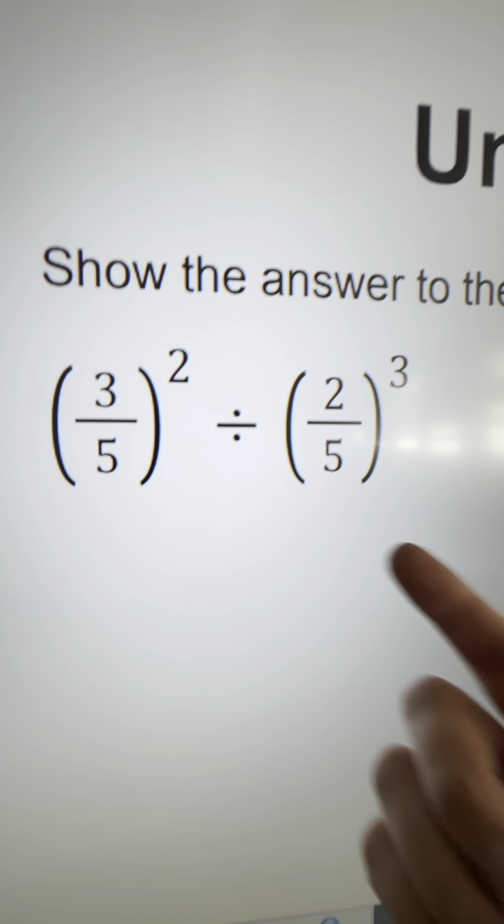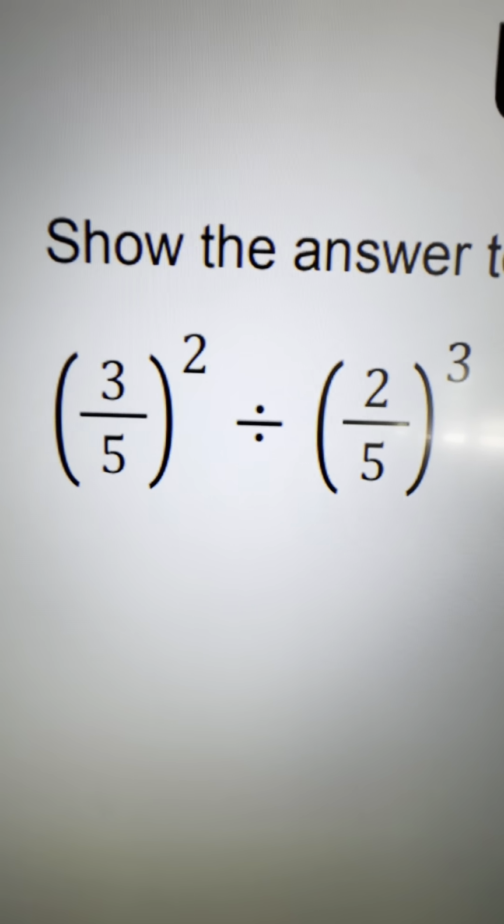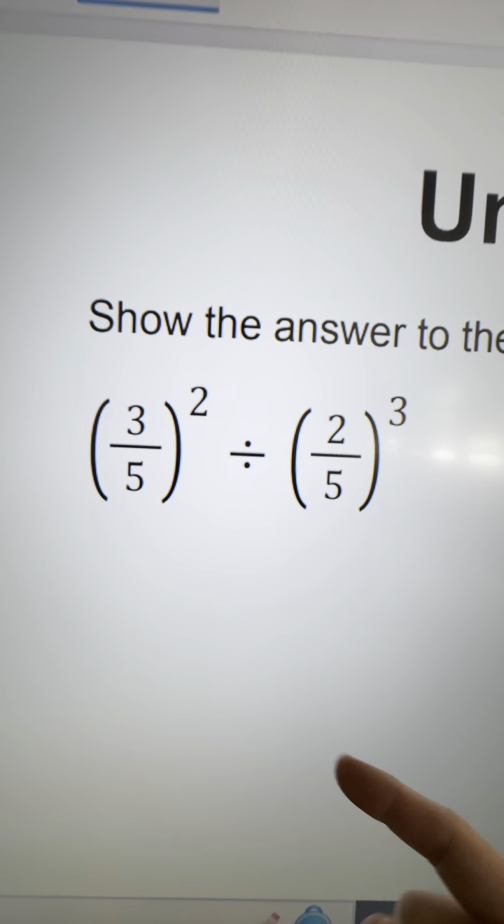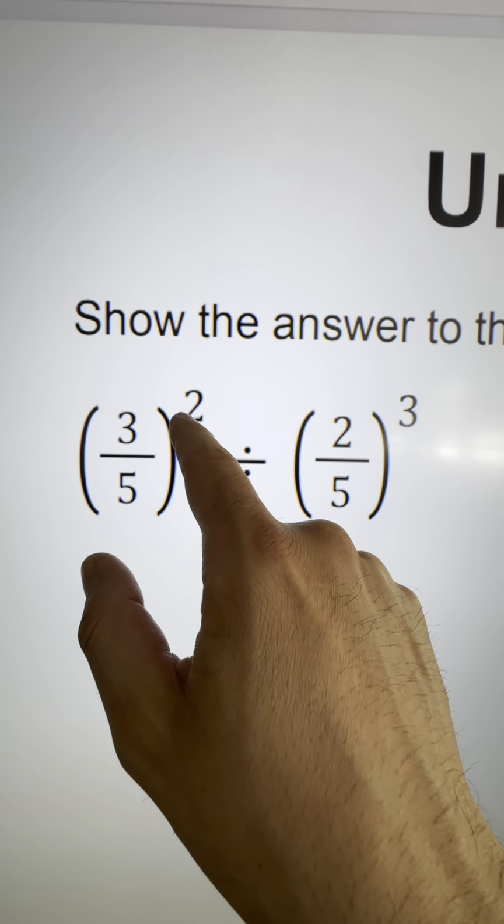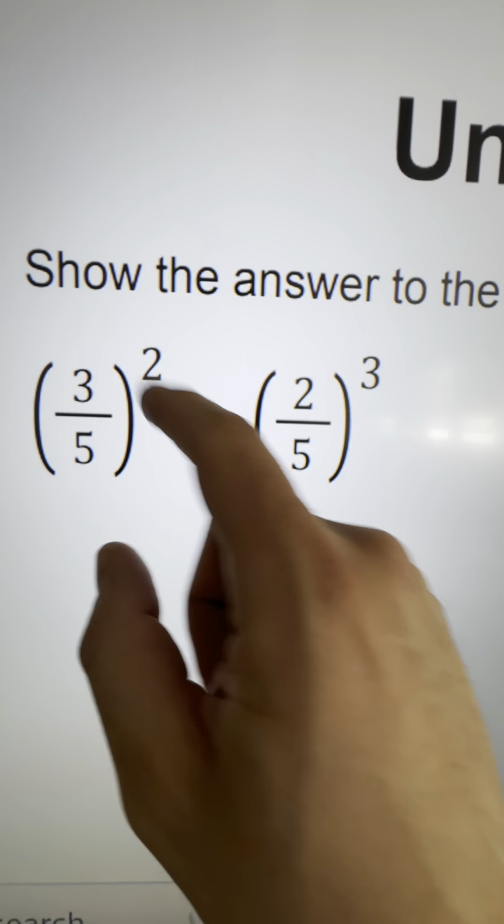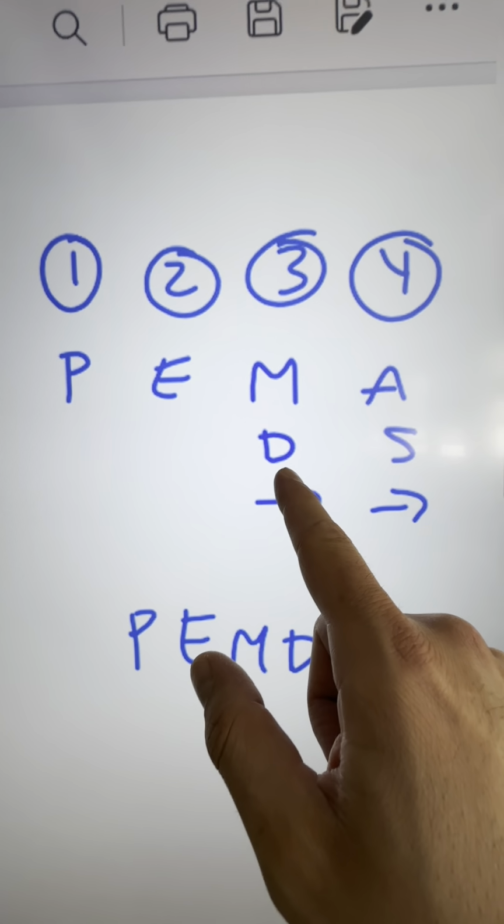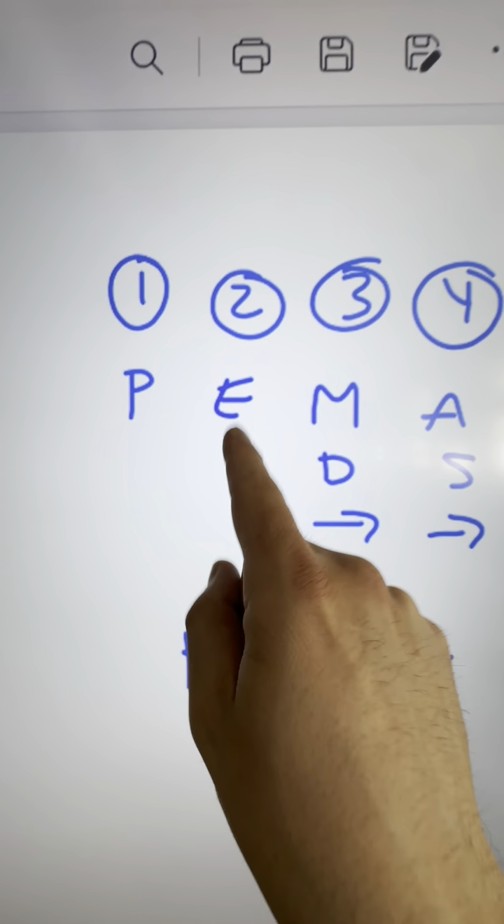So when I get an example, the first thing I look at is what operations are involved in the problem. Here I have division and an exponent and an exponent. So division and exponents are the only things I have in this problem. So I say, okay, division is here, exponents is here, therefore I'm going to do exponents first.